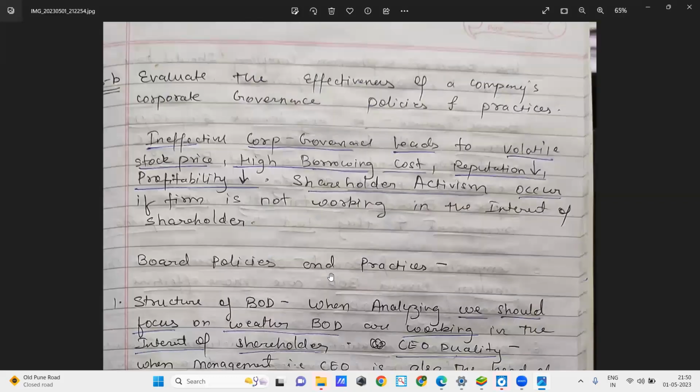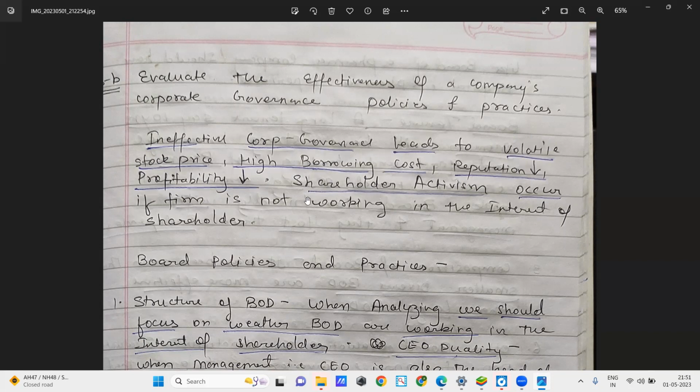Analysts evaluate the effectiveness of the company's corporate governance policies and practices. Ineffective corporate governance leads to volatile stock prices. If the corporate governance of the company is not up to the mark, there will be a huge change in the stock prices on the exchange. Most banks will put an additional cost if the firm has to borrow money. The reputation or the brand will be lower. The profitability will be lower because the borrowing cost will rise.